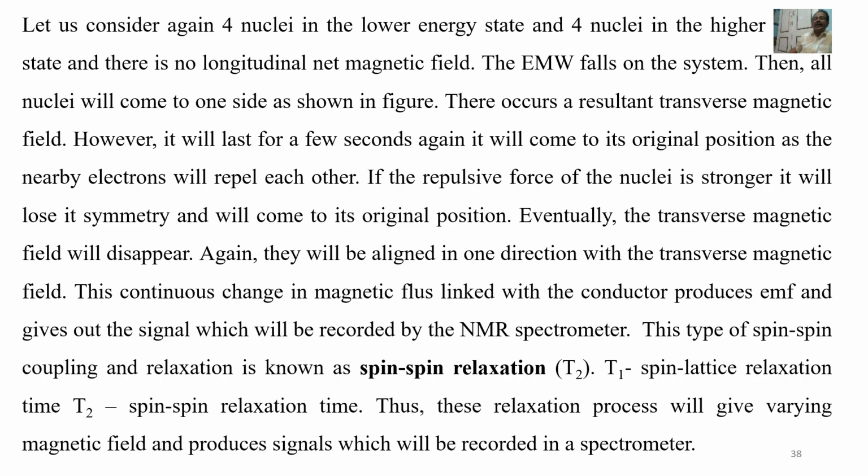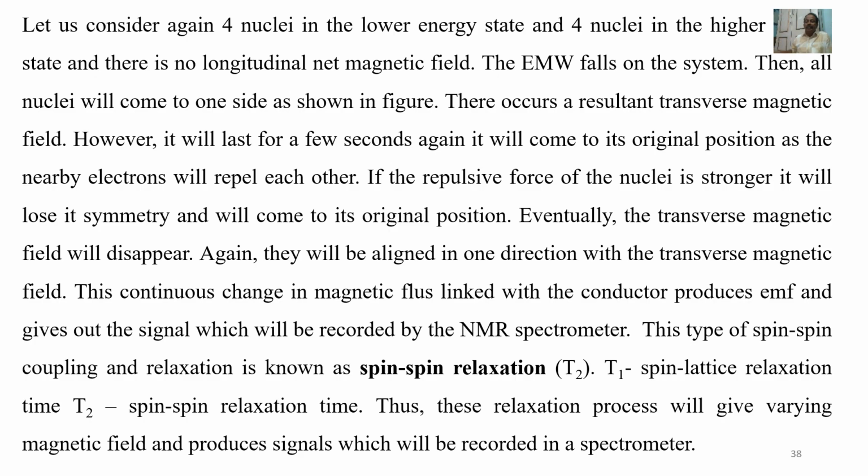Again, they will be aligned in one direction, where the transverse magnetic field will disappear. This continuous change in magnetic flux linked with the conductor produces EMF, and it gives out the signal which will be recorded by the NMR spectrometer.